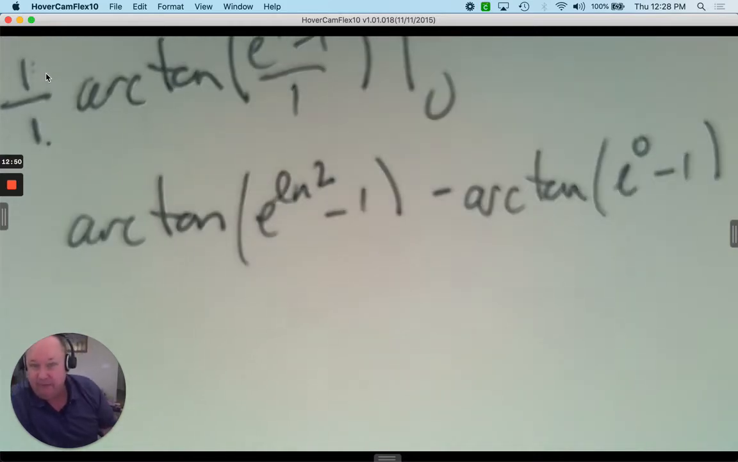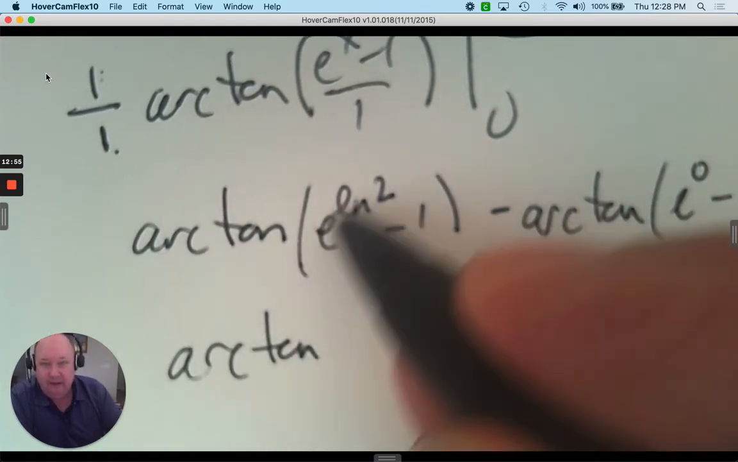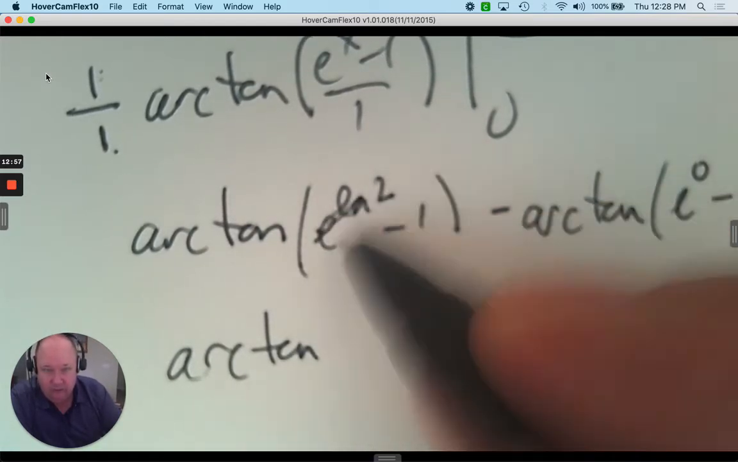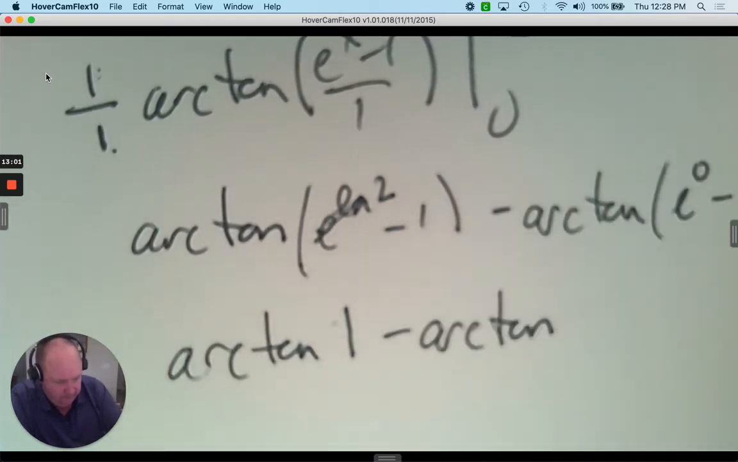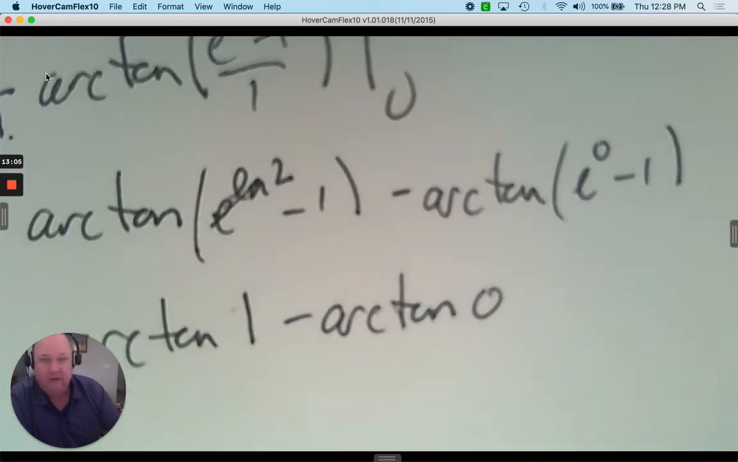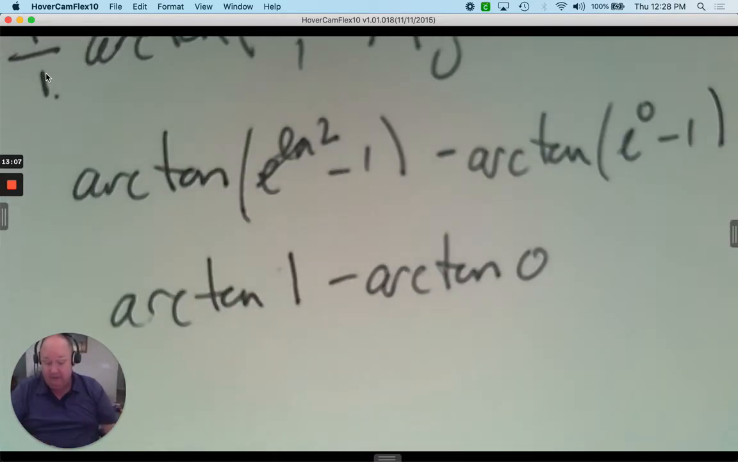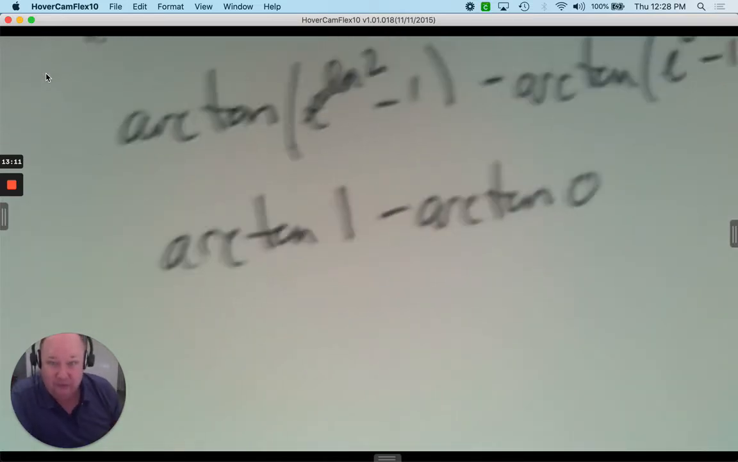Now can I simplify this? I have arctangent, and e and ln undo each other, so it's just 2 subtract 1, so it's arctangent 1. Here, e to the 0 is 1, and 1 take away 1 is 0, so it's arctangent 0. Now I'd like to tell you that there's an answer that matches that, but there's not. You need to know your unit circle to go the next step.